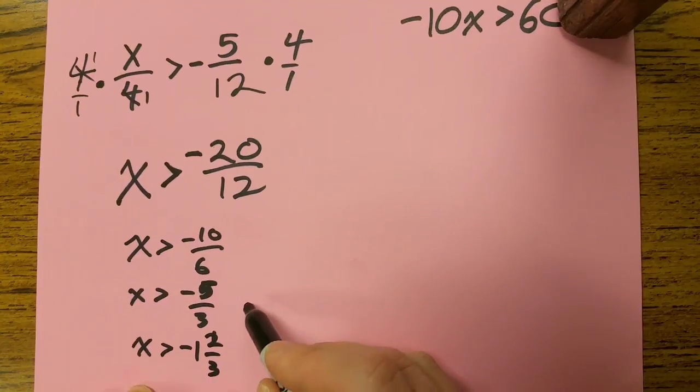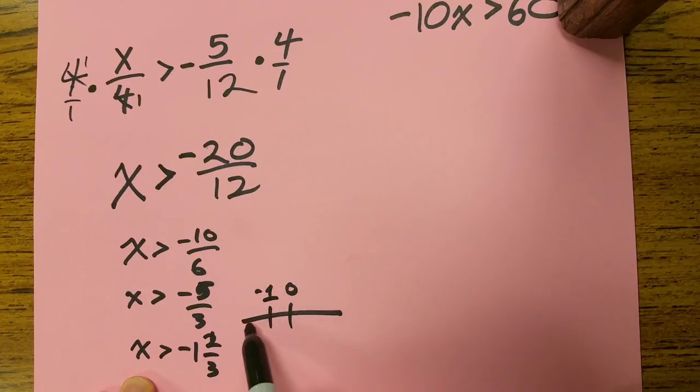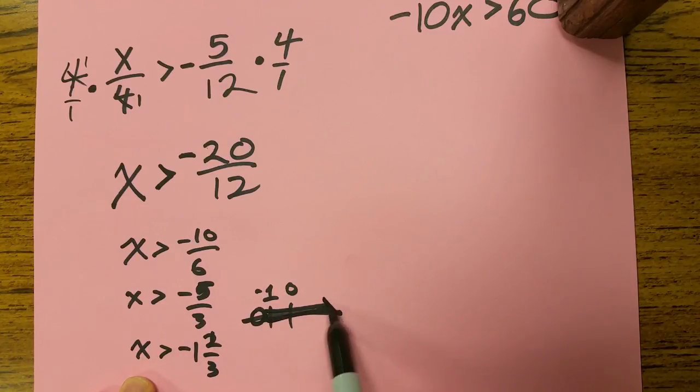Now don't lose me here. Almost done. Number line. Let's put two numbers on there. 0, negative 1. And then here is my open dot, my blank dot, and x's can be greater than that, so they go this way. Great.